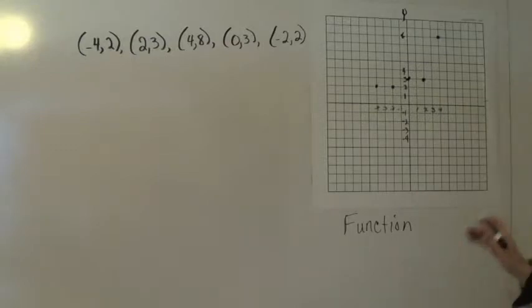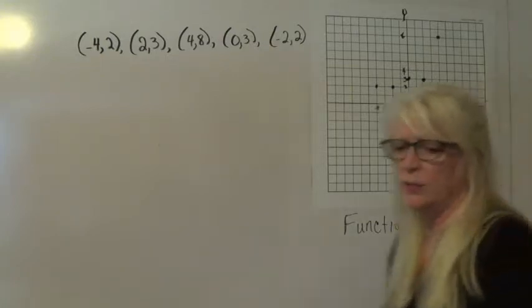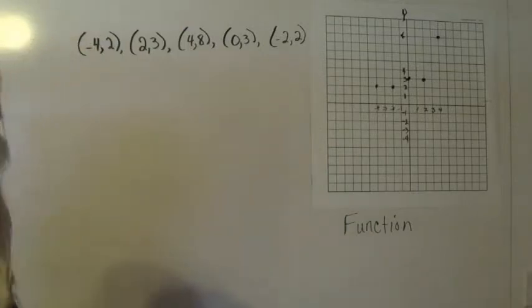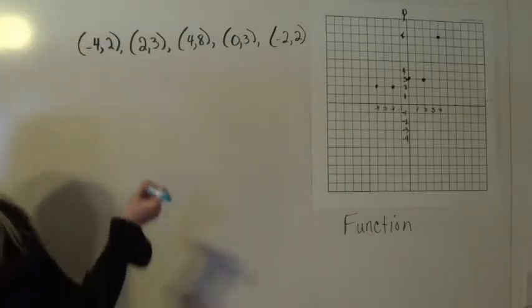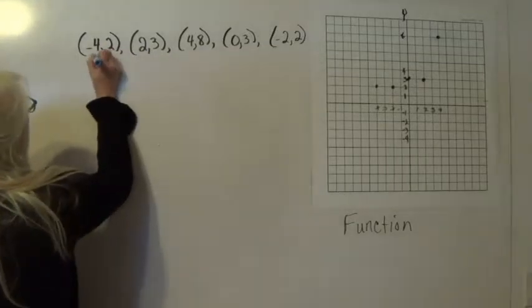So rather than it being a relation, this is more specifically called a function. And it just means that it passes the vertical line test, that your points don't stack. It's really easy to tell if you have a function, super easy. All you have to do is look at the x values.